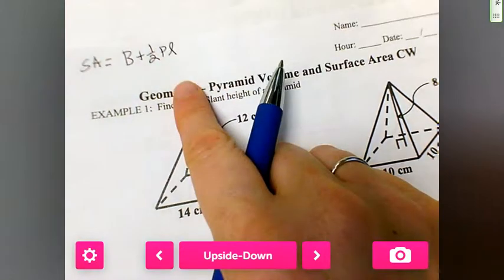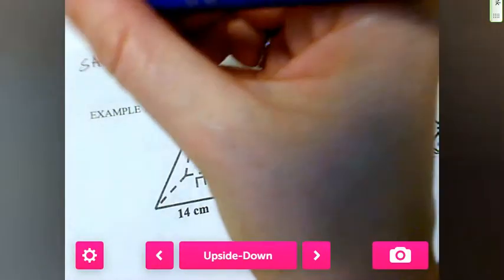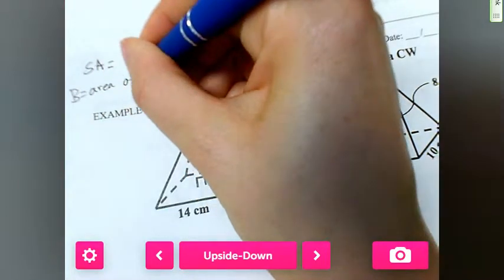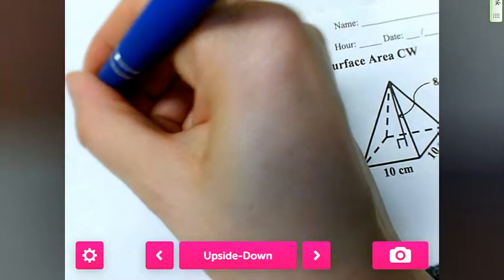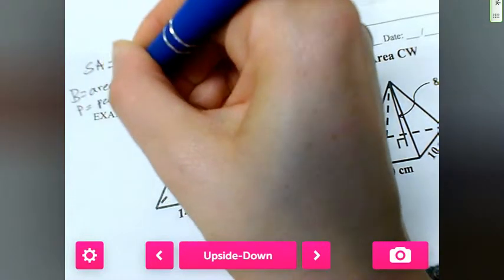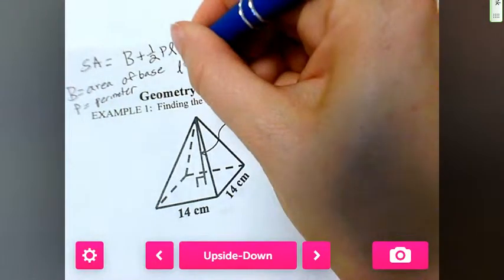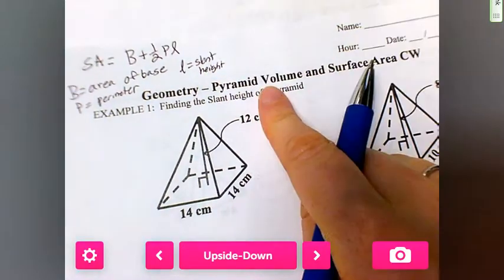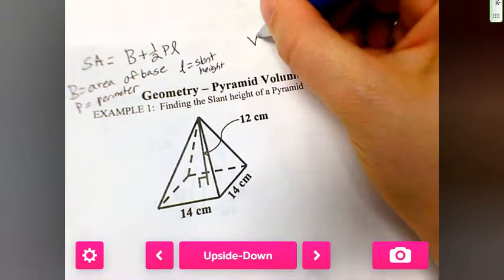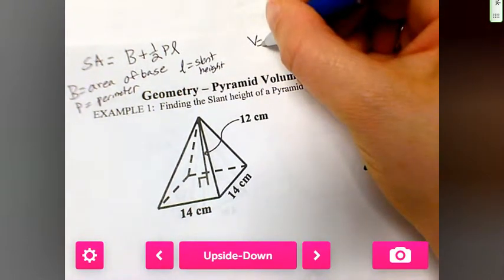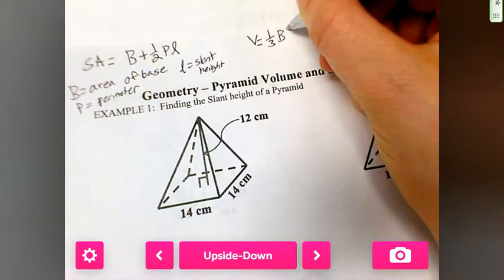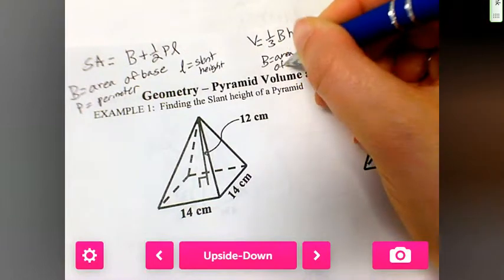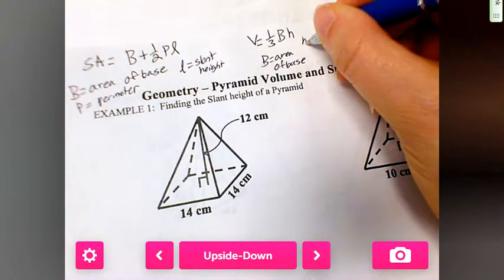And we've talked about slant height before with cones, but we're going to go B equals area of base. P equals perimeter. And L equals slant height. Okay. And then the volume equals 1/3 the area of the base times the height. B again is area of base, and H equals the height.